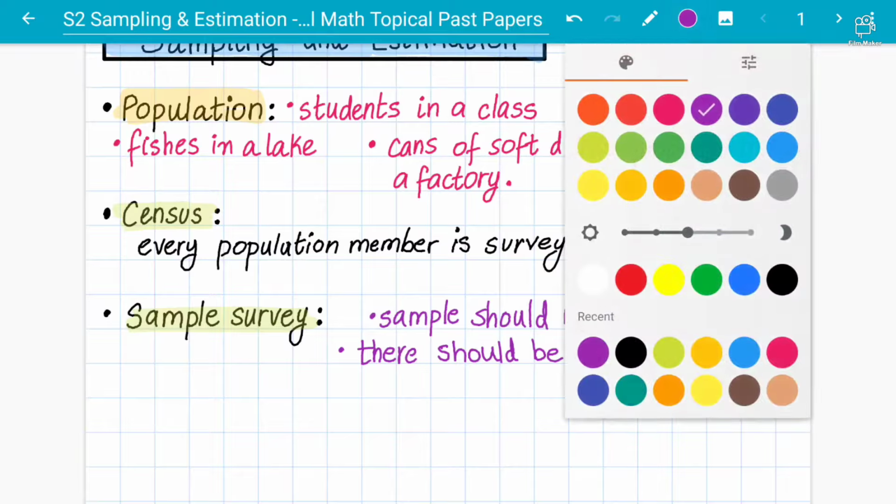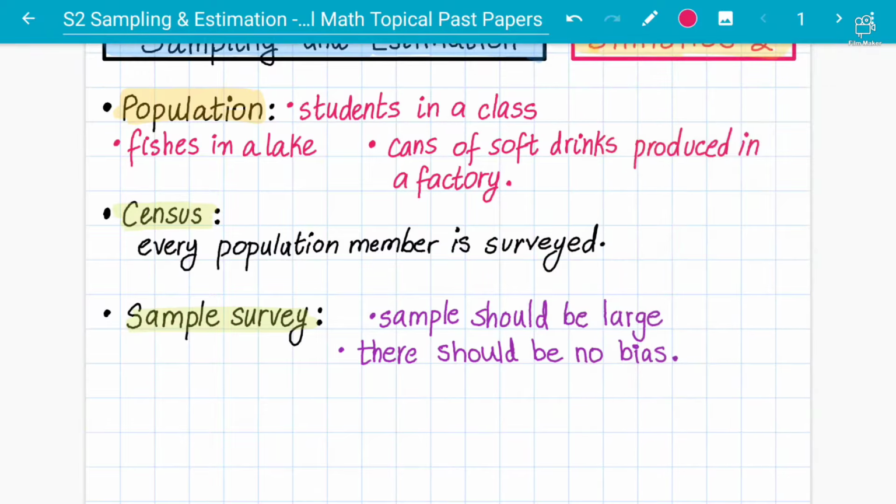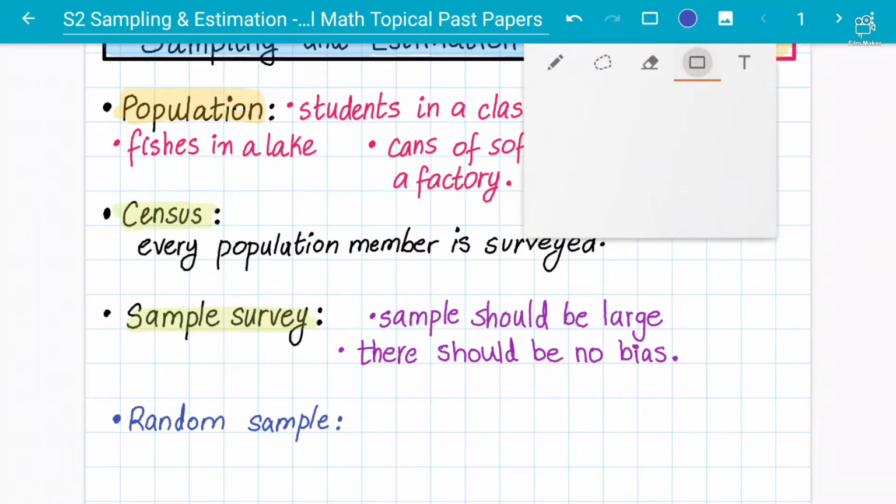So what we need to understand, students, is that because of these reasons, there should be no bias and the sample should be large. So we need to understand the new concept, that is basically that you are going to take a random sample. Okay, the sample survey needs to be a random sample. So therefore the requirement is basically that we look for random samples.